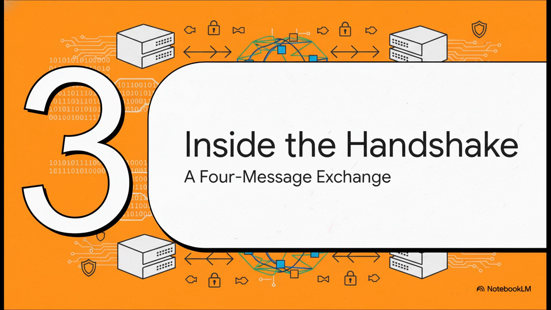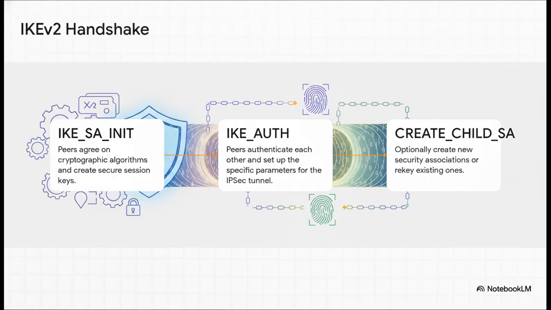Okay, so we know IKE v2 is the builder, but how does it actually build the tunnel? What's the step-by-step process? Well, it's surprisingly simple and elegant. It all comes down to a quick 4-message exchange. So here it is. It's basically a two-step dance. Step 1, the IKE_SA_INIT phase, is all about agreeing on the tools. You know, what encryption are we going to use? Then, step 2, the IKE_AUTH phase, is where they prove who they are and actually set up the tunnel. Simple as that. A request and response for each phase.